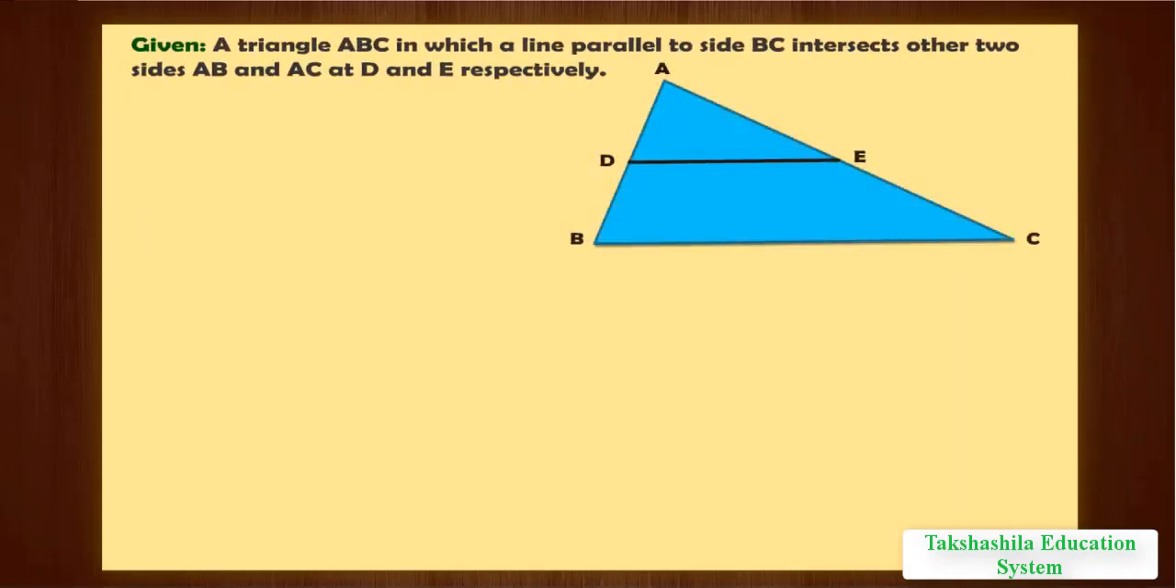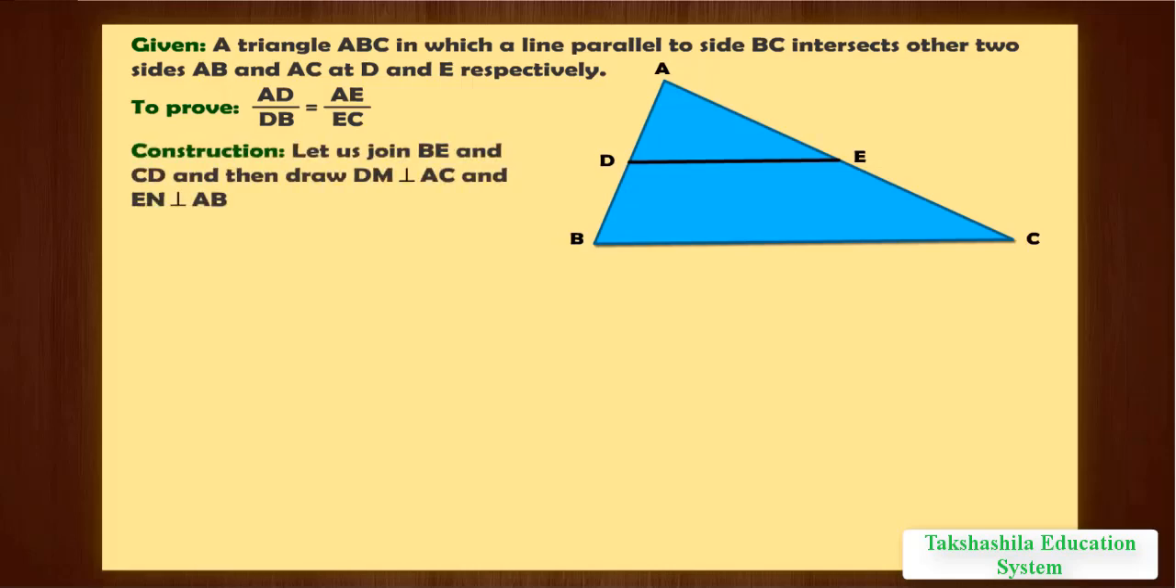Let us prove the basic proportionality theorem. We are given a triangle ABC in which a line parallel to side BC intersects other two sides AB and AC at D and E respectively. We need to prove that AD upon DB is equal to AE upon EC. Let us perform a construction for the proof. Let us join BE and CD and then draw DM perpendicular to AC and EN perpendicular to AB.